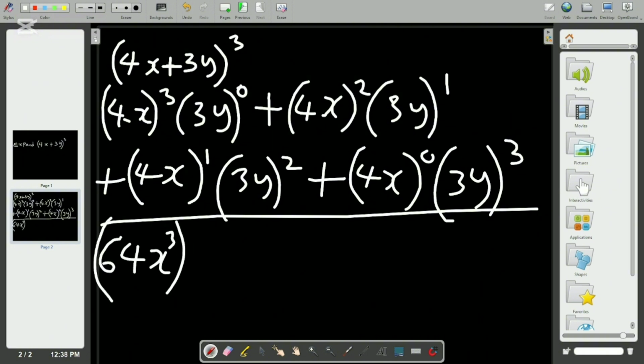We are still going to multiply by this one. Anything raised to the power of 0 is 1, so this one is definitely going to be 1 here. Then plus, this is going to be 4x.